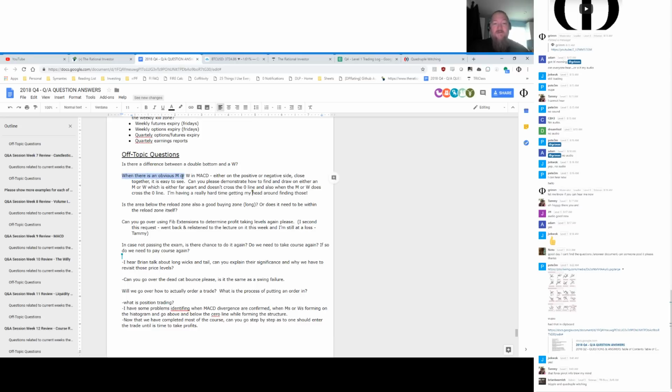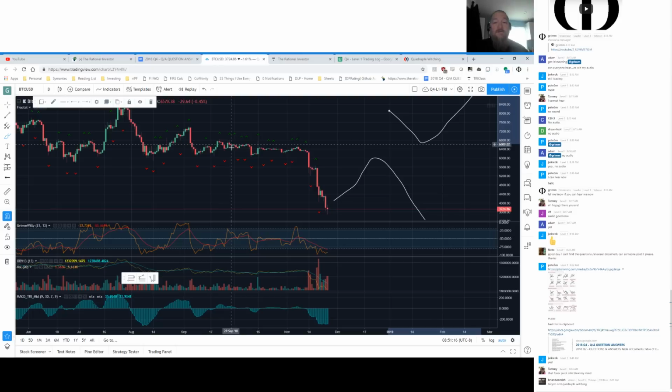When there is an obvious M or W in MACD, either on the positive or negative side, close together, it's easy to see. Can you please demonstrate how to find and draw an M or W which is either far apart or doesn't cross the zero line, and also when the M or W does cross the zero line? I'm having a really hard time getting my head around finding these. Sure. Let's take a look.